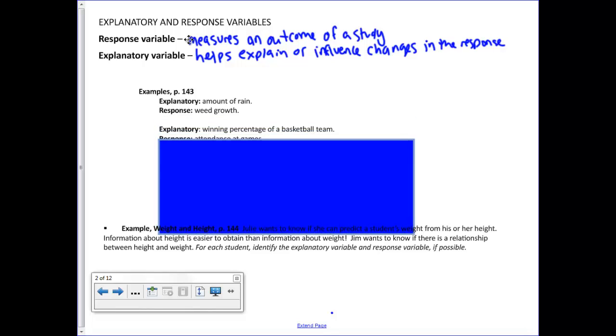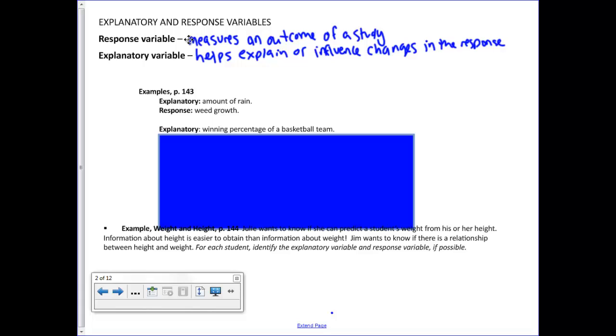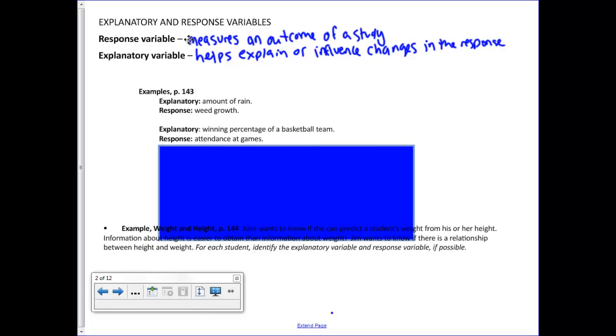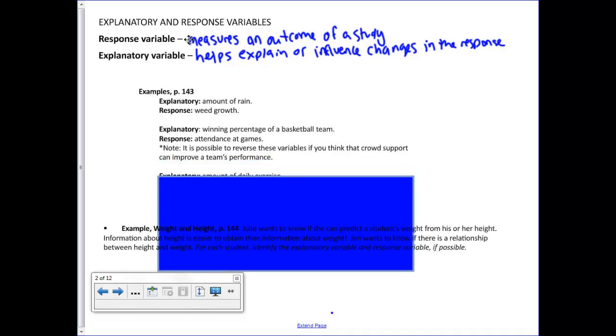How about this one? If we have the winning percentage of a basketball team, the more they win, we could expect to see the attendance at games increase, right? The more they win, the greater the attendance. Could that also be flip-flopped? If you have a larger crowd, wouldn't the winning percentage maybe increase too? Maybe. You got a lot of people there rooting you on, you get super excited and pumped up, and then you play a little bit harder. So it could potentially go both ways. So sometimes we don't have a clear explanatory and response variable.